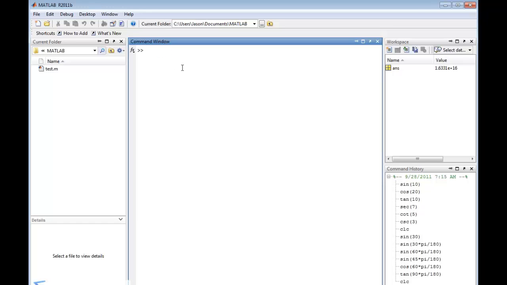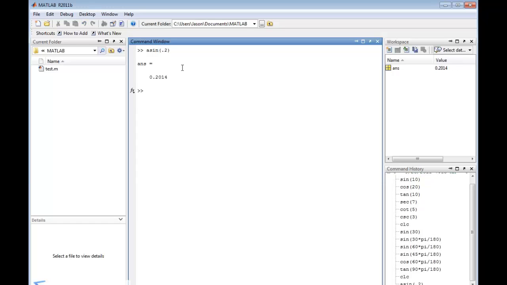Now the inverse trig functions are very easy to remember because for sine, for instance, it's arc sine. If you wanted to do the arc sine, you could type anything you want in here and MATLAB will return something. It's important to remember that whenever you type something into an inverse sine or an inverse cosine, the angle that you get back is going to be in radians. So this is in radians here. This is not 0.20 degrees. This is 0.2014 radians, right?